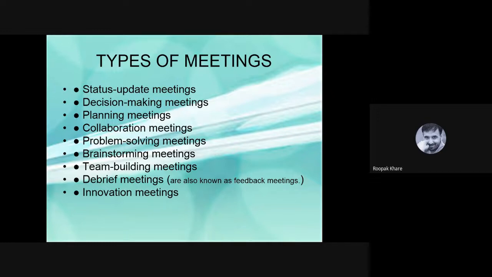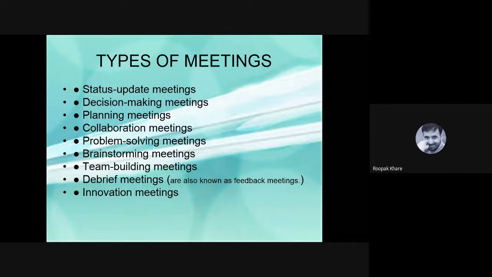Collaboration meetings, where people get into tie-ups with others. Problem solving meeting: there's an agenda that some mishap has taken place, or there is some challenge that we are facing, so that problem has to be resolved, and to find what all can be done and how to do it, you call for a meeting. This meeting is called a problem solving meeting.